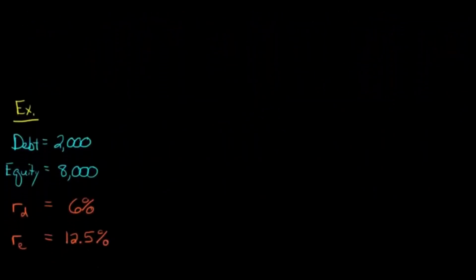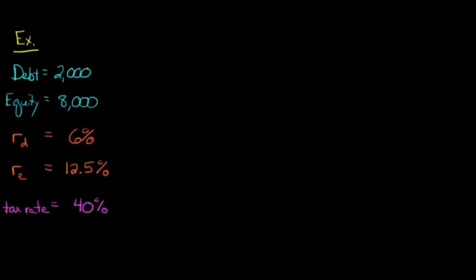So we've got an example here where you start a firm by borrowing $2,000 from the bank, and the bank's going to charge you 6% interest. Then you put up some of your own money, some equity of $8,000. Calculating the cost of equity is a whole other video. You can use things like the capital asset pricing model, but right now let's just say that it's 12.5%. So then we say we've got a tax rate of 40%.